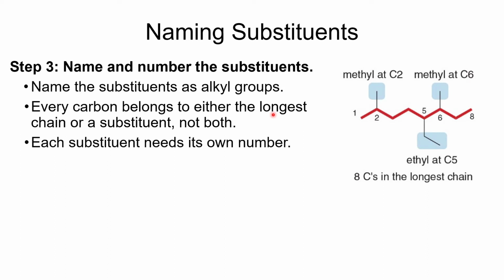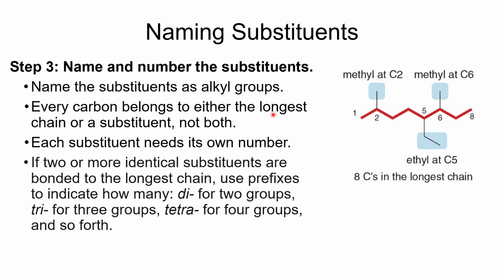Each substituent needs its own number, even if it's on the same substituent, and we'll see that a little bit later. So even if it's on the same substituent, it still needs its own number. All right, if 2 or more identical substituents, like the methyl here, right? We have a methyl at 2 and at 6. If 2 or more identical substituents are bonded to the longest chain, you use prefixes to indicate how many. So if there's 2, it would be di. So in this case, we would have a 2,6-dimethyl. 3 is tri, 4 is tetra, penta for 5, hexa for 6, and so on and so forth.